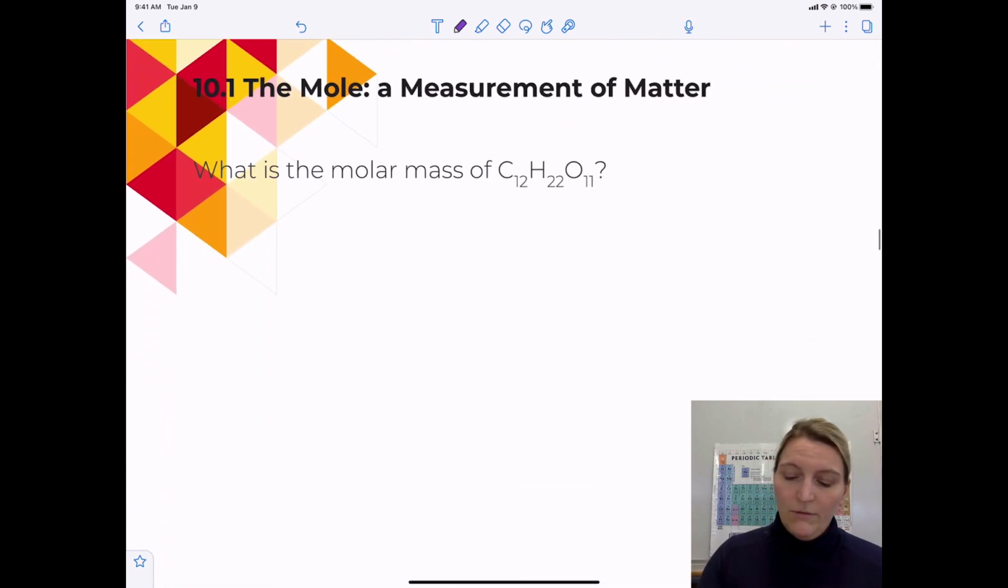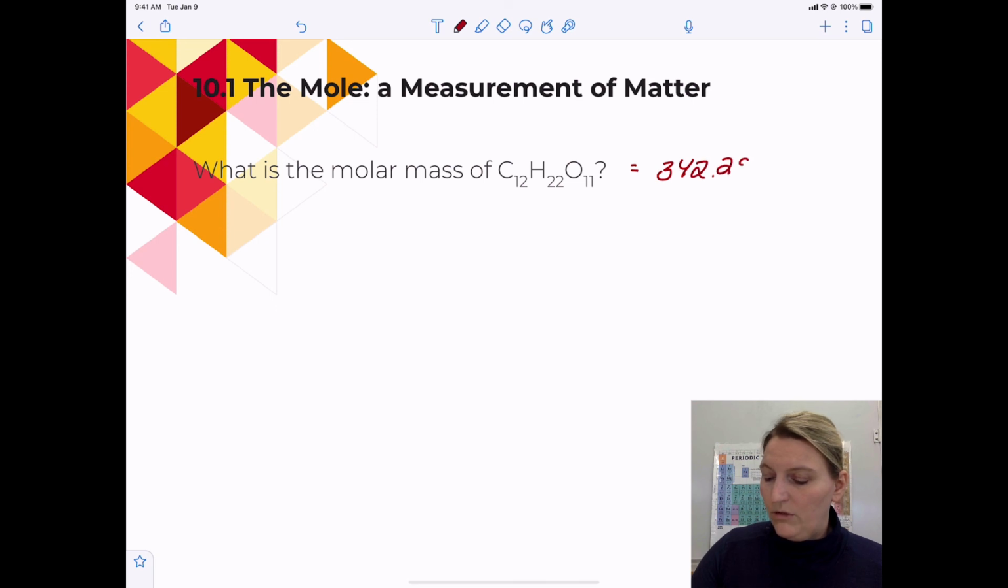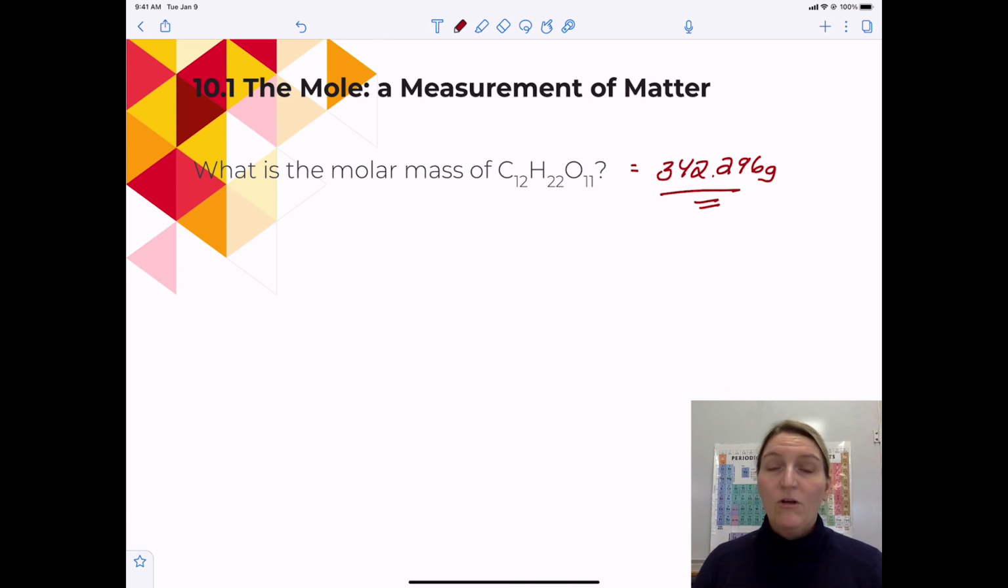And then the last molar mass question, what is the molar mass of C12H22O11? This is the chemical sucrose. So try this one on your own. Okay, so try it out. See if you can get 12 times the carbon, 22 times the hydrogen, and 11 times the oxygen, and then add them up. Your answer should come out to be 342.296. Okay, show your work. If you don't get that answer, we'll go over it in class the next time I see you, or you can ask me a question about it.